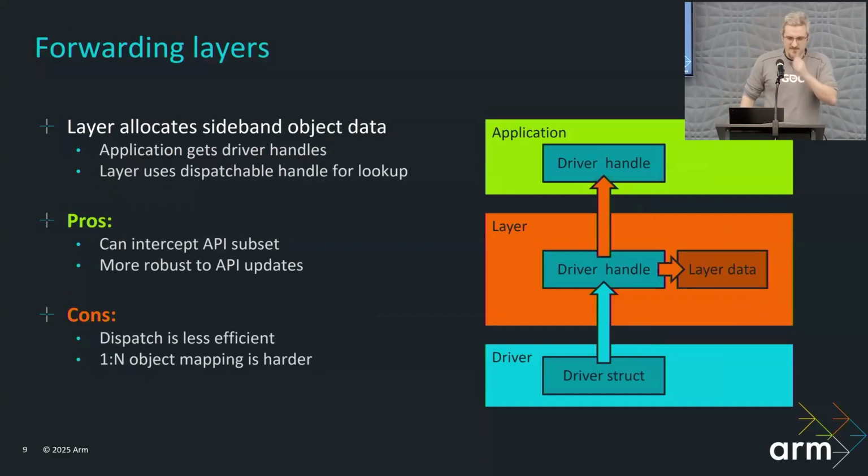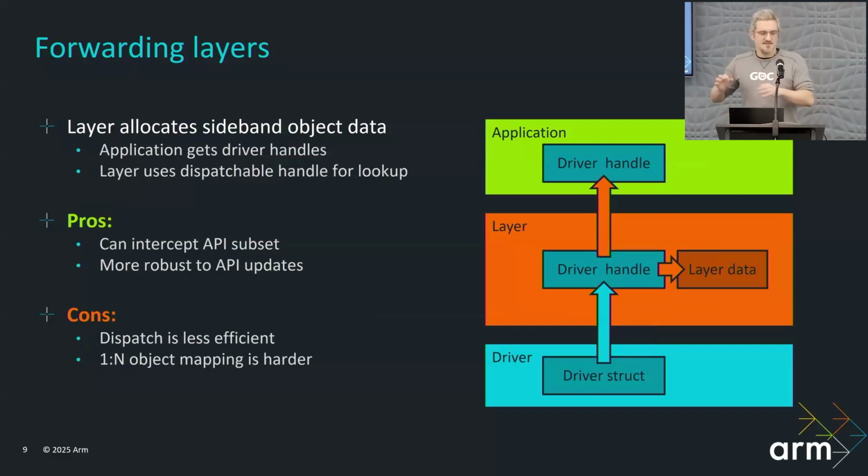Instead, the preferred pattern is forwarding layers. We get a driver handle to the layer. If the layer wants to allocate adjunct data, it creates a copy, and it uses the dispatchable handle for device and instance. That's the entire reason for dispatchable handles existing, is that a layer can use it as sideband information. And a buffer handle, an image handle, we can use that as a key as well.